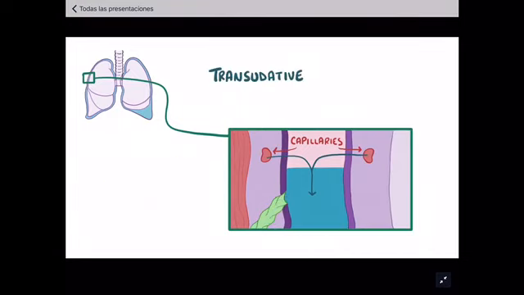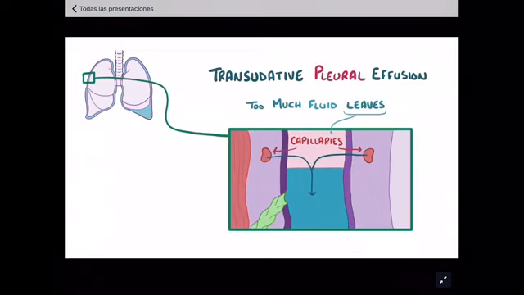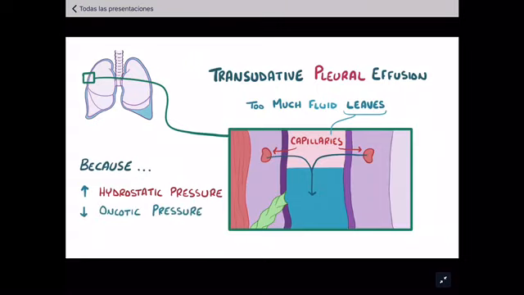A transudative pleural effusion happens when too much fluid starts to leave the capillaries, either because of increased hydrostatic pressure or decreased oncotic pressure in the blood vessels.